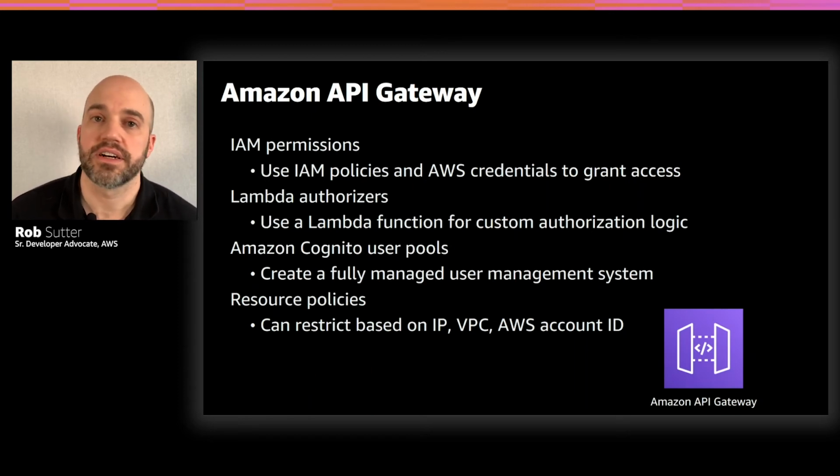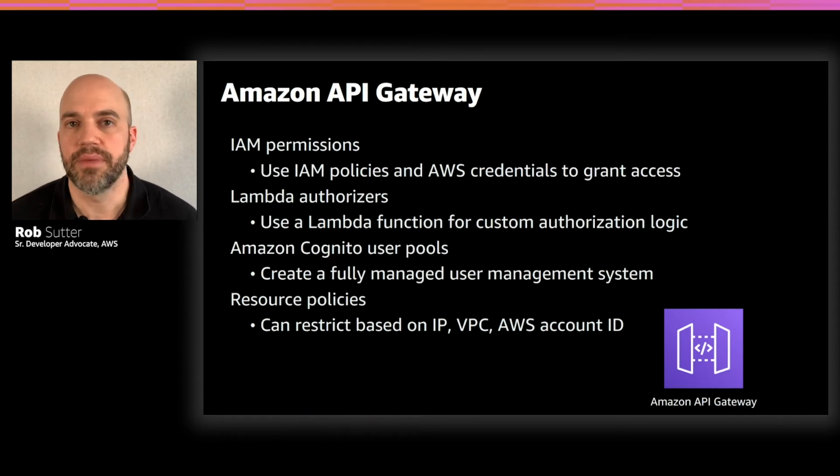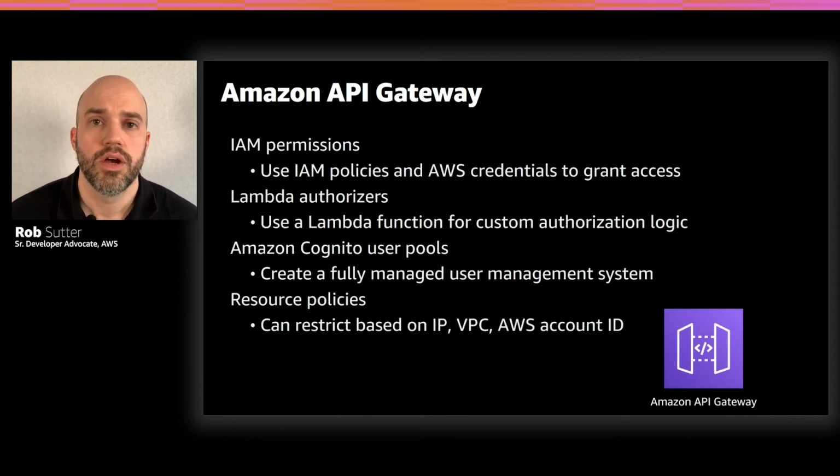You can use Amazon Cognito user pools. We spoke about Amazon Cognito earlier. It's an ID provider as a service, and it determines whether a request is authenticated. If not, it rejects it before the request is passed on to the resource. And finally, resource policies on your API gateway itself can restrict access to API gateway based on inbound IP address, whether the request is coming from a particular VPC, whether it's coming from an AWS account ID, and other factors.